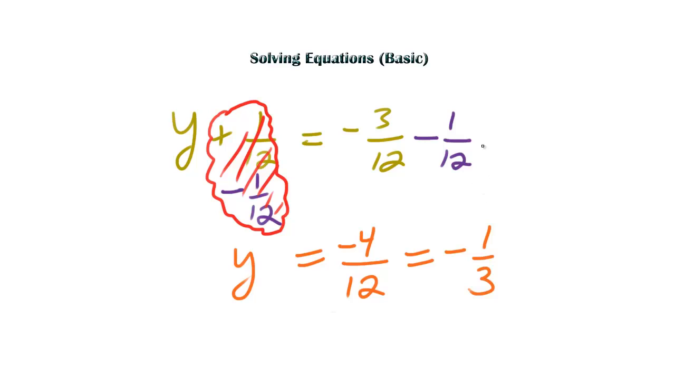You can write it maybe over here. So y is equal to negative 1 over 3. Okay, and that's our final answer here.